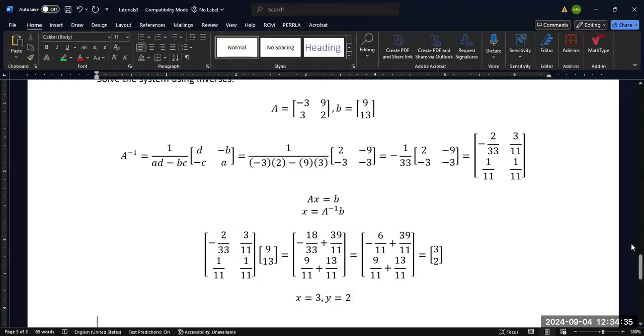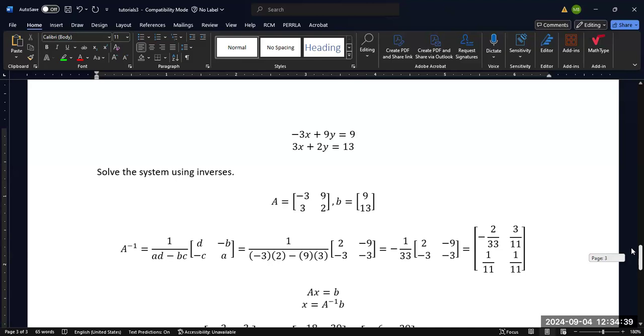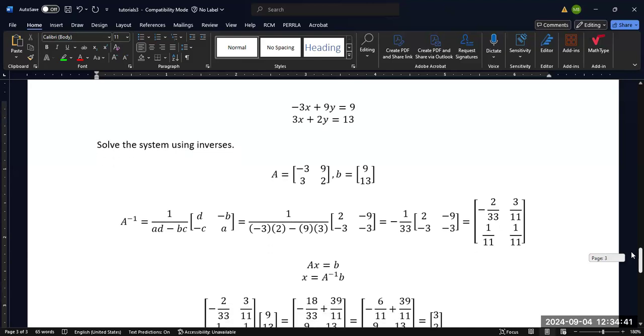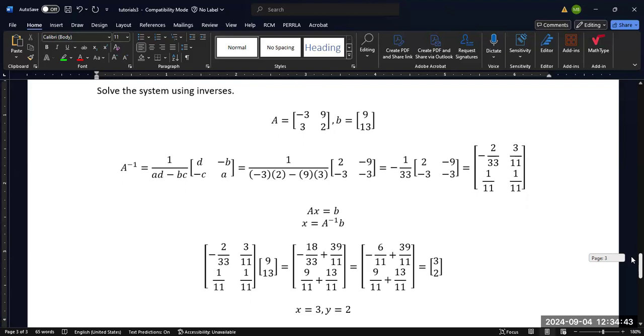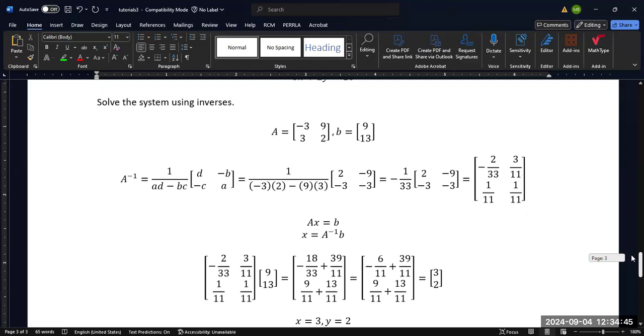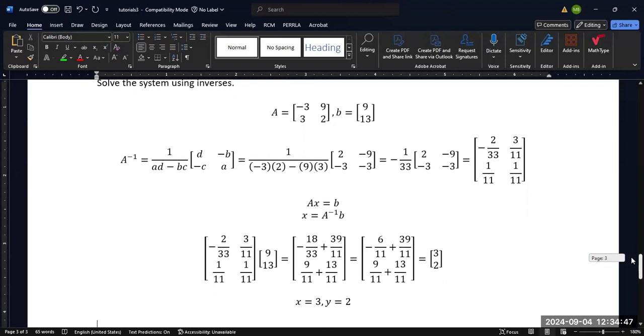Now we can go back and we can show that this is in fact the case by either going back to the original system or by solving the system by another means, such as by row reducing with the augment. But you should get the same answer either way.